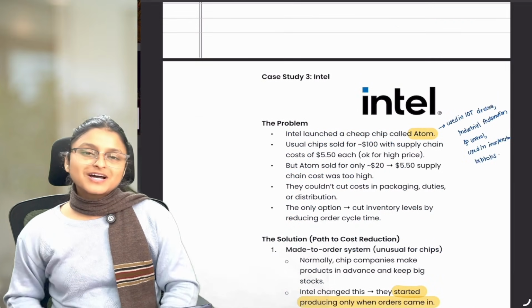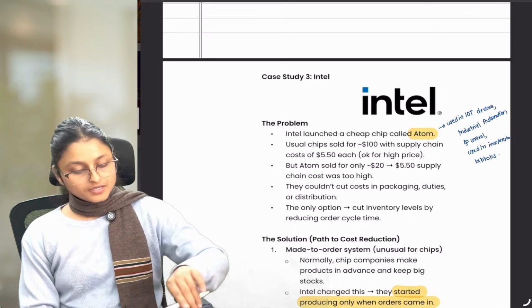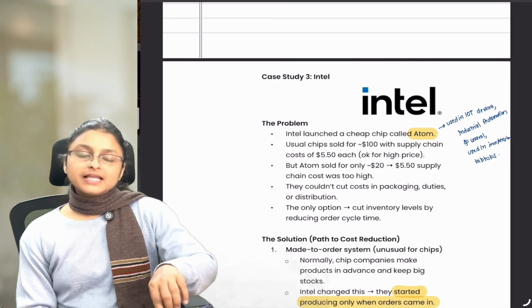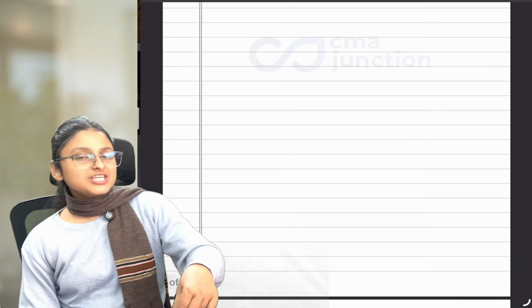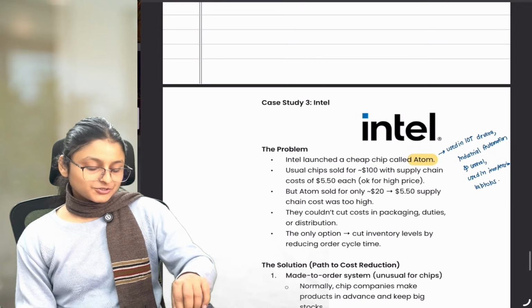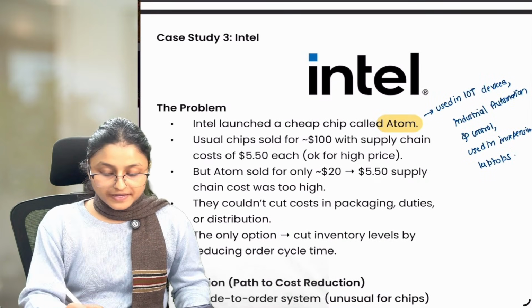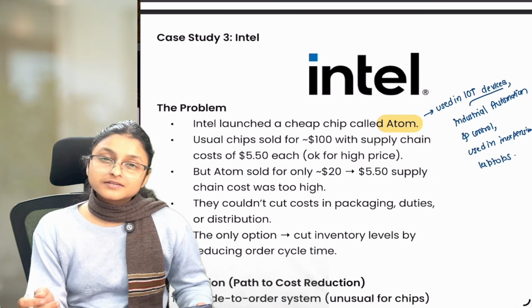Now let's move forward to our third case study, and that is of Intel. Now, what happens here? Intel has launched some cheap chips which are known as atoms. So atoms are the chips which will be used in Internet of Things devices. What are Internet of Things devices?